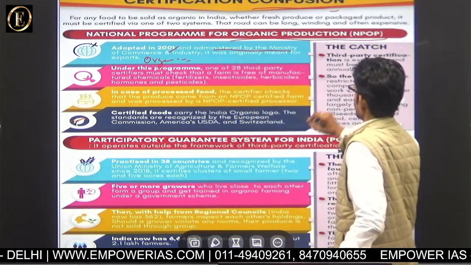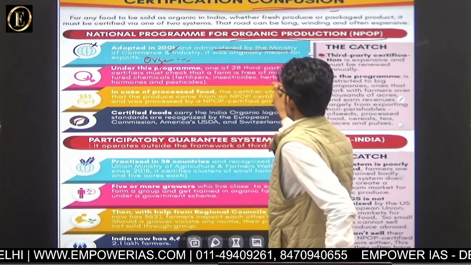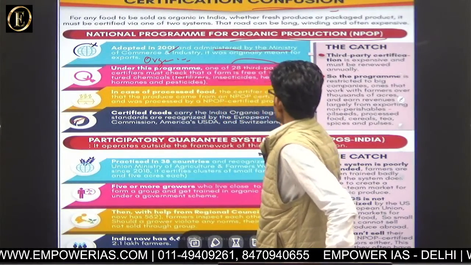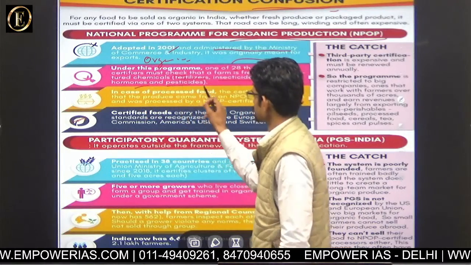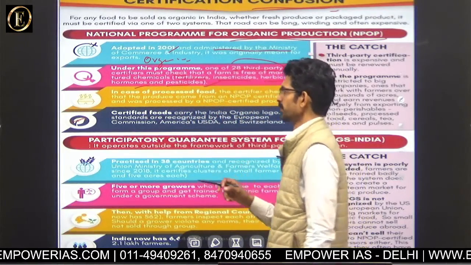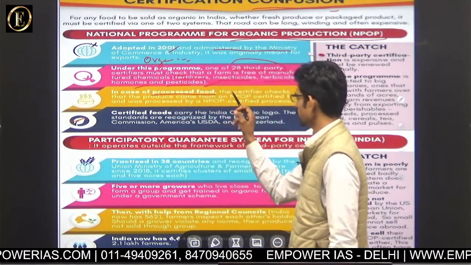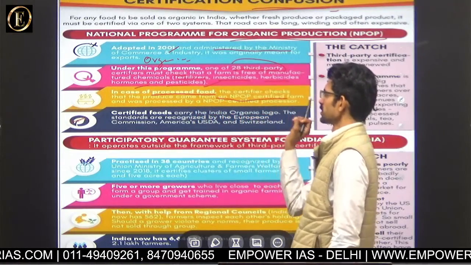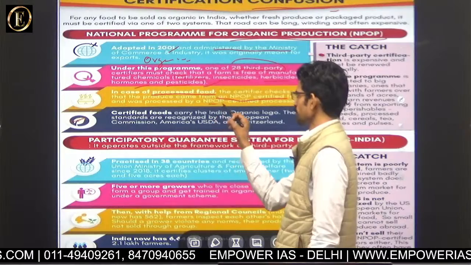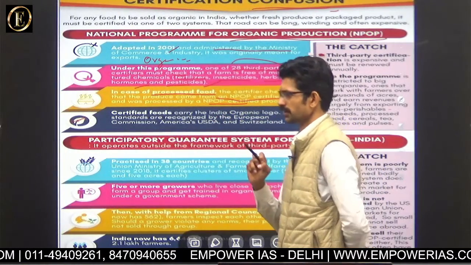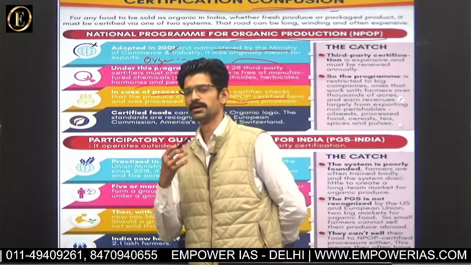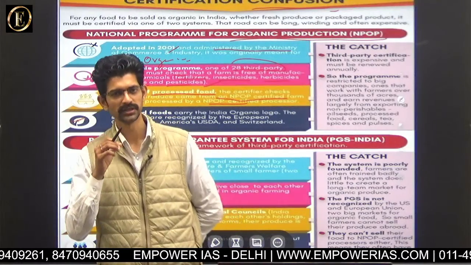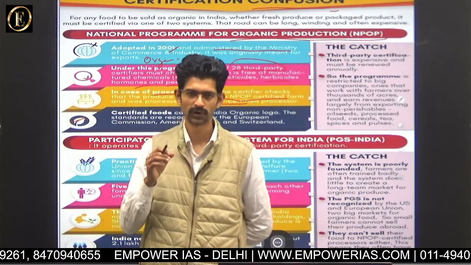Then the problem with the third party certification: it must check that fertilizers, insecticides, herbicides, hormones and pesticides are not included. Then in case of processed food, the certifier checks that the producer came from NPOP certification and that passes the NPOP certification processing. यानी कि जो भी प्रोडक्ट आ रहा है NPOP के थ्रू आ रहा है and that product is totally chemical free, hygienic and quality product.